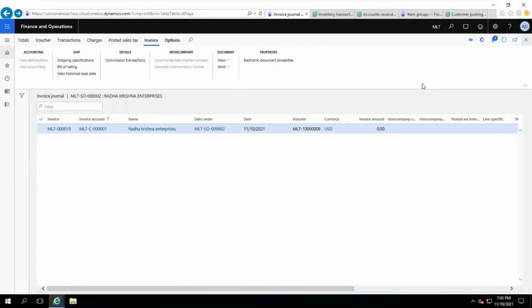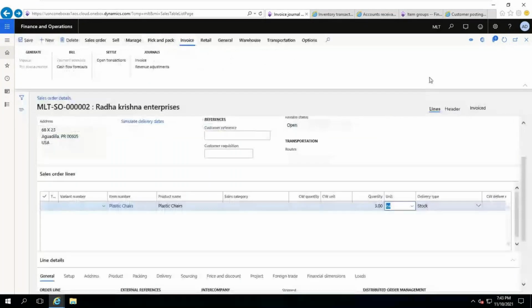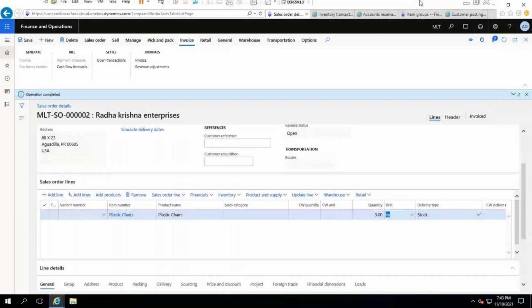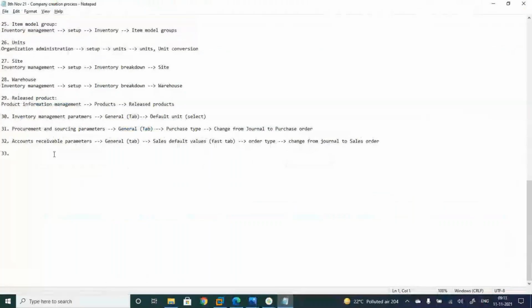Okay. Any more doubts in this process, company creation process? Purchase order invoice, sales order invoice. Yes, please. Yes, sir. While doing configuration, it asks for at the group level or at the table level or at all. What is the difference between these three, sir?